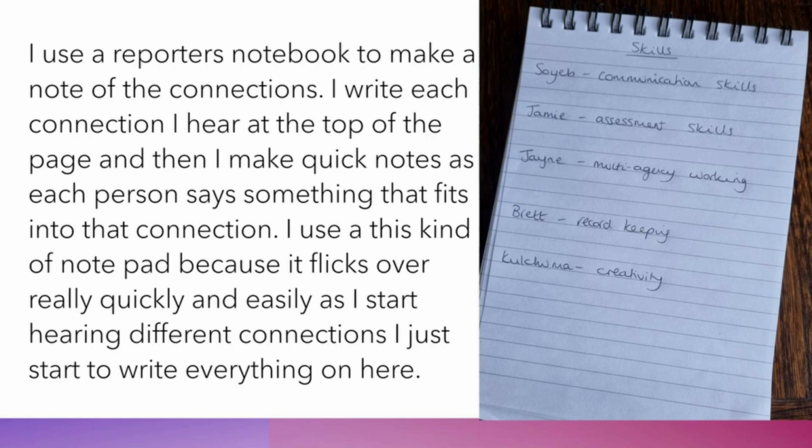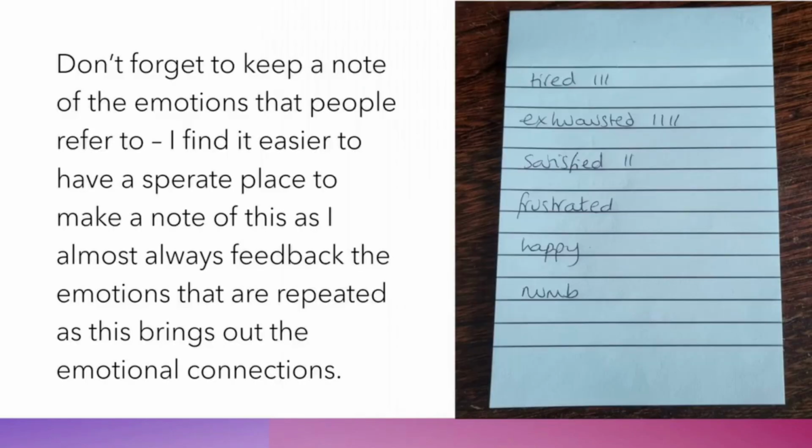I do find that this kind of notepad is really helpful because it just flicks over really quickly, so I can flick backwards and forwards as the person's talking. And then, as I said, don't forget to keep a note of the emotions that people refer to. Anytime anybody says an emotion, something about a feeling, I write it down just on a pad like this. And when it's said again and again, I'll put a little line next to it. So here you can see that exhausted's been mentioned 4 times, tired's been mentioned 3 times.